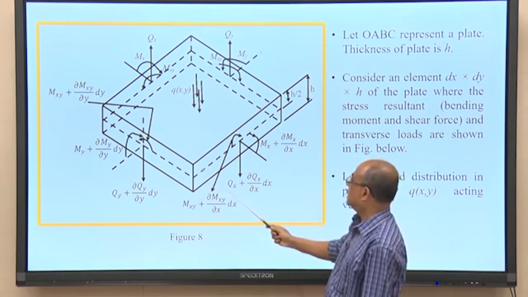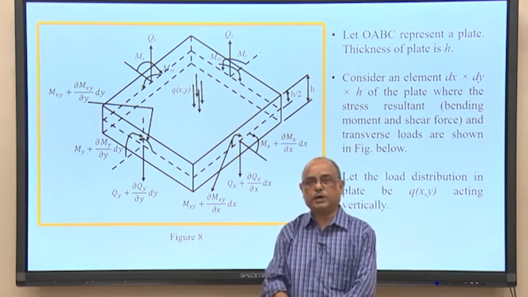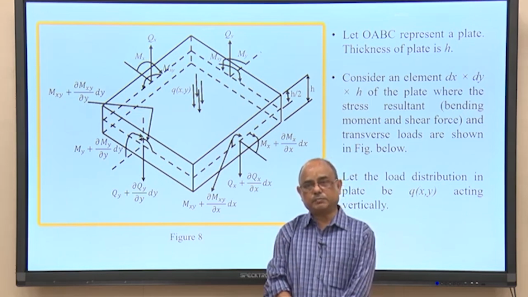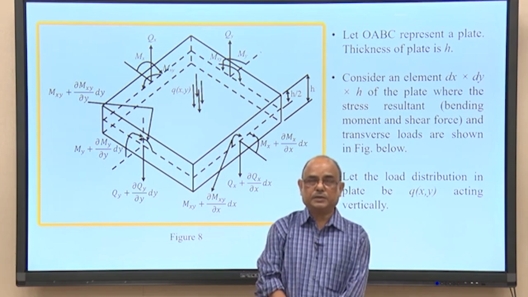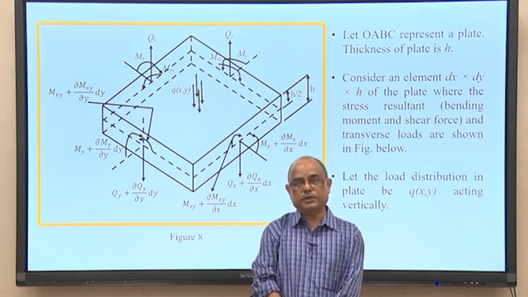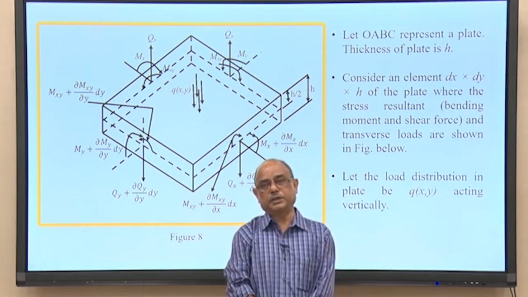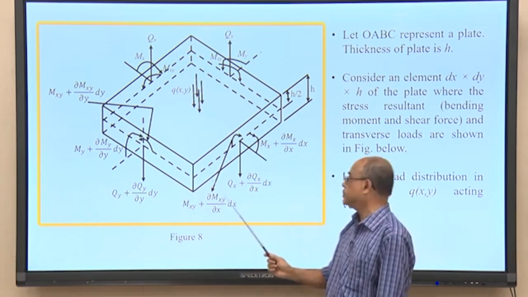Then one important thing is that all the quantities that I have mentioned here, mx, my, qx, qy, mxy, are all quantities per unit width of the plate. Suppose the bending moment unit is kilonewton meter; in the plate problem it will be described by kilonewton meter per meter. Suppose the shear force unit is kilonewton; in the plate problem it will be described by kilonewton per meter. So, all quantities are per unit width of the plate.